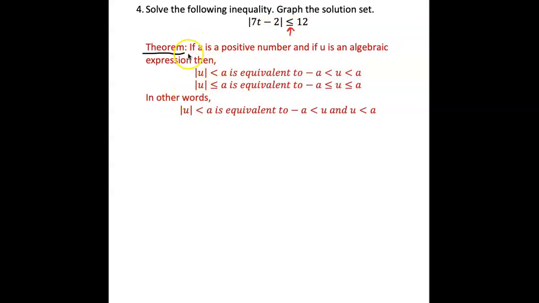So the theorem says, if A is a positive number and if U is an algebraic expression, that is referring to, let's say, the 12 is A, and the U is what's inside the absolute values, which is a 17 minus 2, okay? So these are the two scenarios. If you have this symbol, okay, so you're going to say the absolute value of U is less than A. You can rewrite it as, which one do I have? I need the black. As this right here.